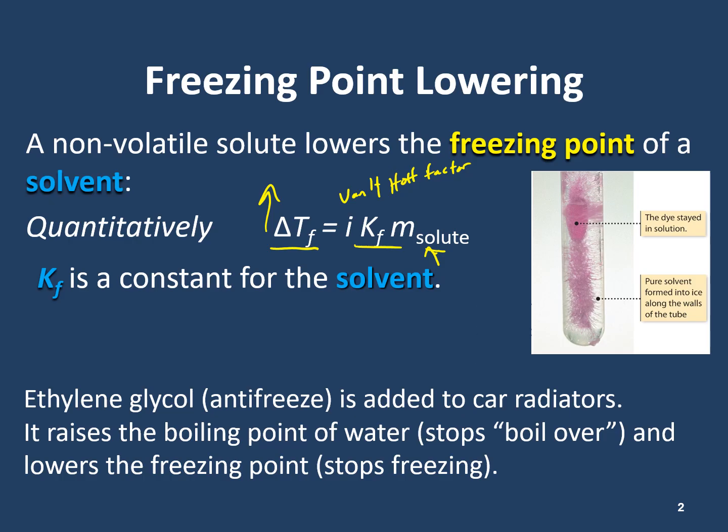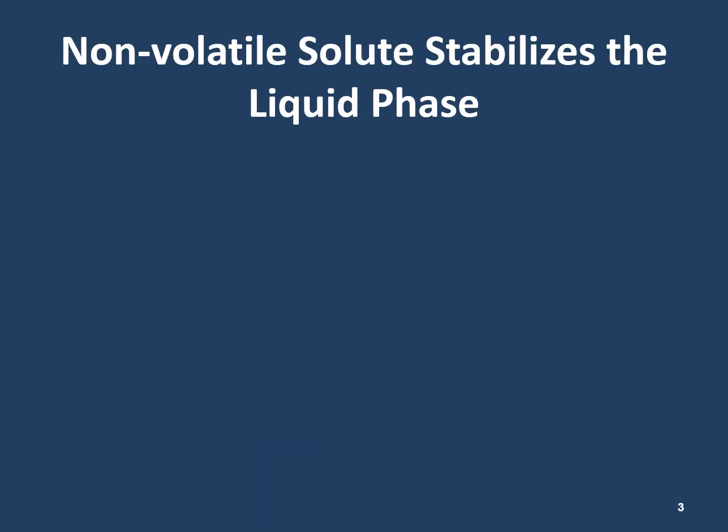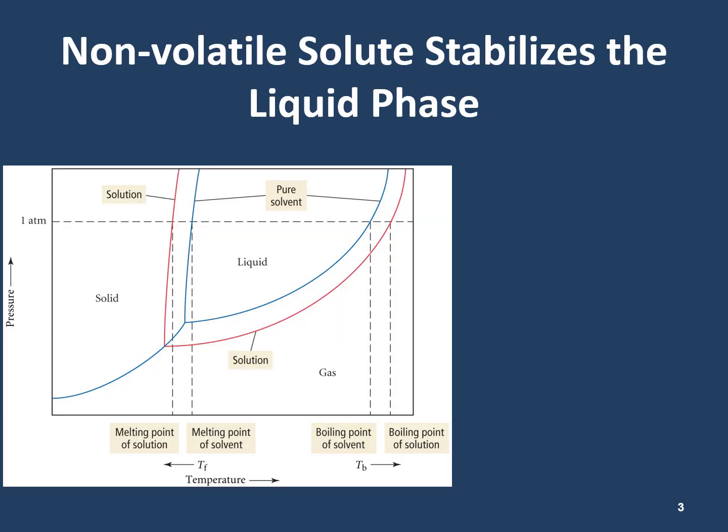KCl is generally the salt used in salting roads. It's kind of neat. Anyways, so let's talk about this a little bit more, right? So what happens when we add a solute to a solution is that both the boiling point and the freezing point expand the region that the liquid state is present, right?